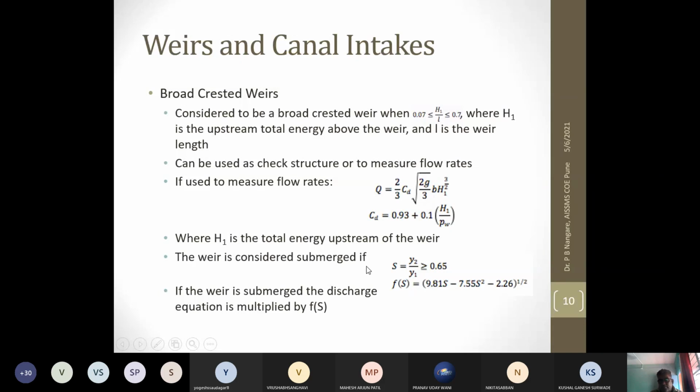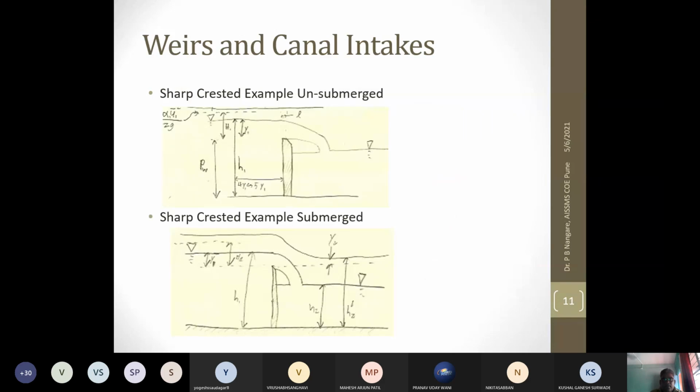The weir is considered submerged if the parameter, that is the ratio Y2 by Y1, is greater than 0.65. If the weir is submerged, then the discharge equation is multiplied by this value. Then weirs and the canal intakes.